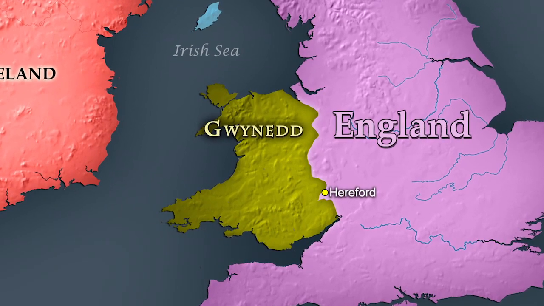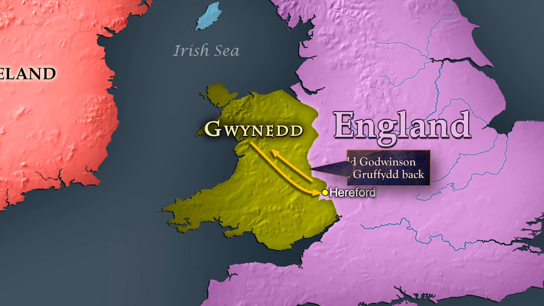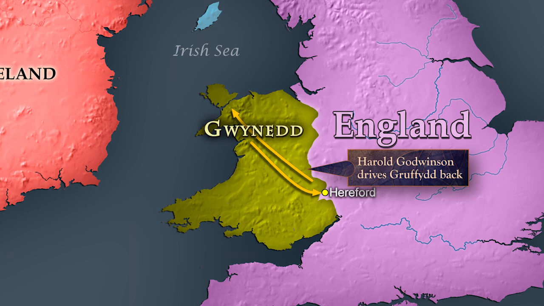Gruffydd then struck an alliance with a disgruntled former English earl and helped him to raid the English border town of Hereford. It took the English royal forces several campaigns to subdue Gruffydd, but King Edward's right-hand man, Harold Godwinson, managed to drive him into the far northwest of Wales, where he was ultimately killed. We think, it's not totally clear, by one of his Welsh rivals in 1064. Gruffydd's death had far-reaching implications.